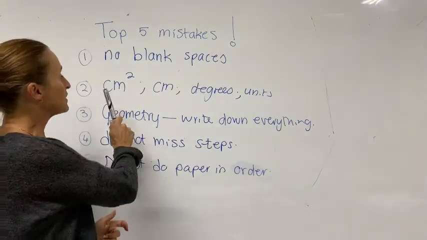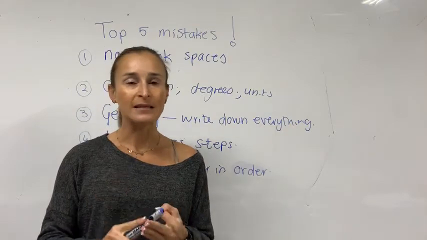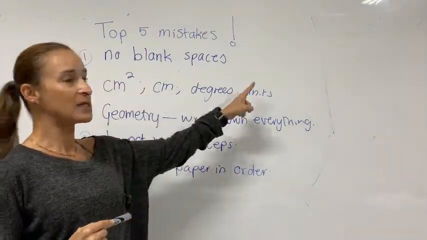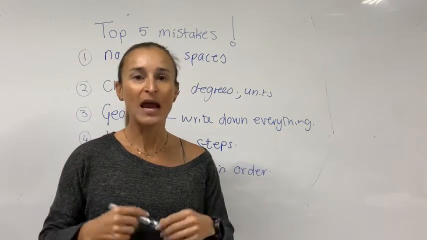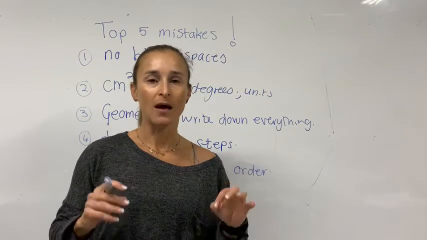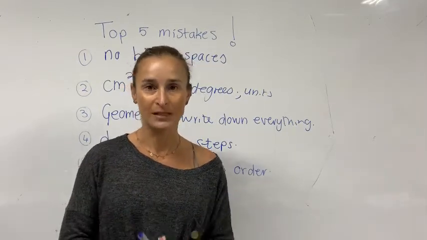Number 2 is people leave out units: degrees, lengths, distances, centimeters squared, centimeters. Every time you leave something like that out, you lose a mark. These little mistakes, these little marks, add up.